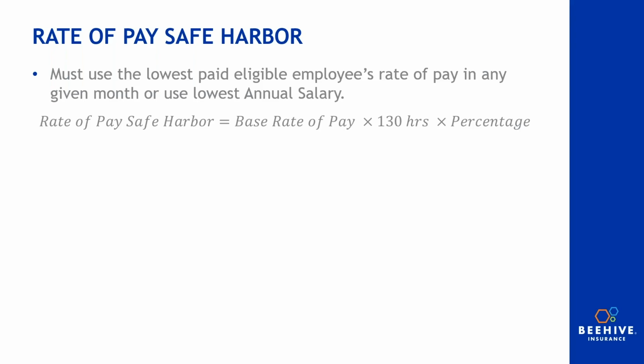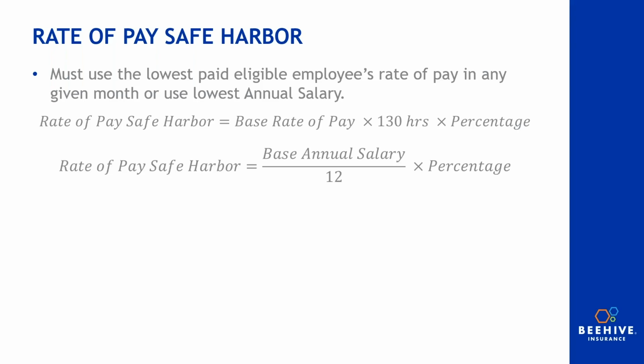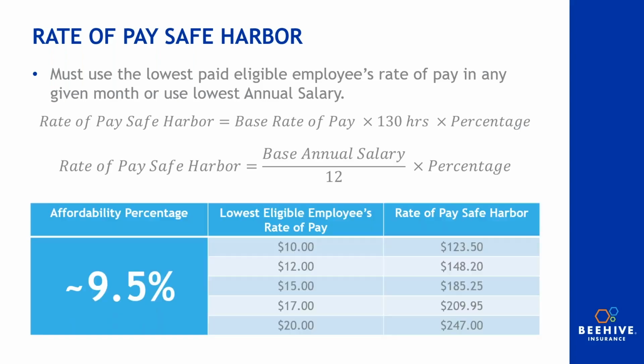For salaried employees, you will take the base annual salary. Again, we are not including bonuses and commissions, dividing by 12 to get the monthly salary, and then multiplying by the affordability percentage. Because hourly rates of pay are slightly more common, we're going to get a little chart to show what the rate of pay safe harbor ends up being with different hourly rates of pay.